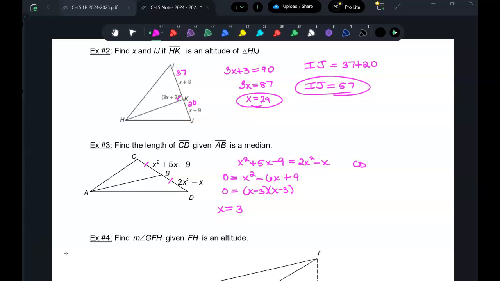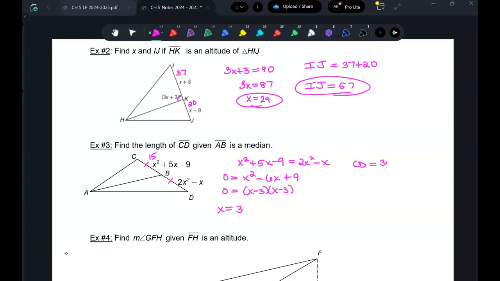Now I want to find the length of CD. Now, it shouldn't matter which one we plug into. We should get the same answer. So let's just see. 3 squared, so that'll be 9. 9 plus 15 minus 9. It's 15. 15 times 2, so it's 30. So CD is 30. You did not have to solve the other side.